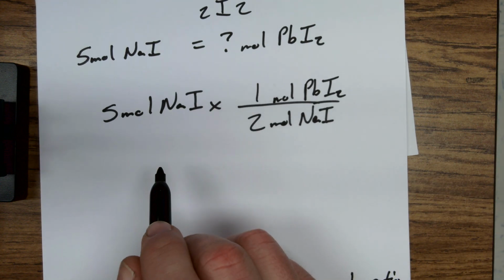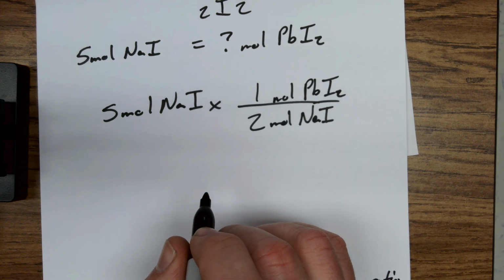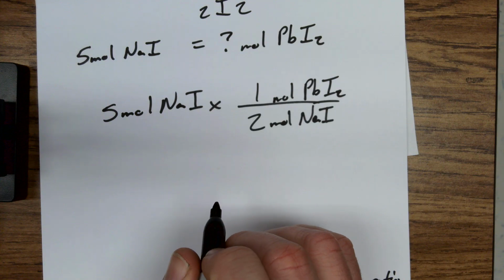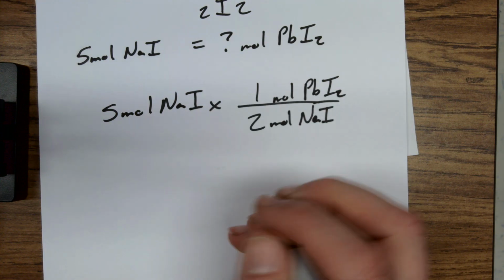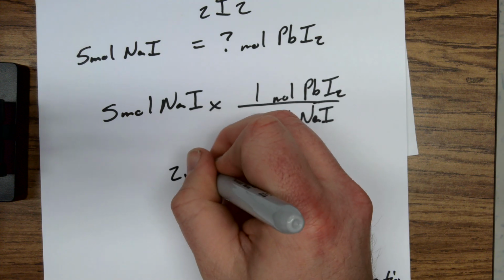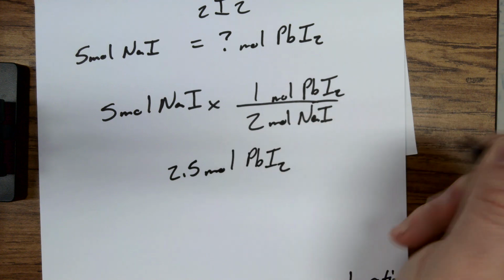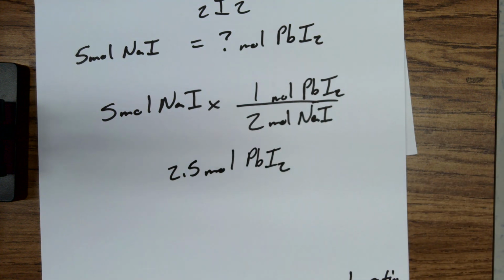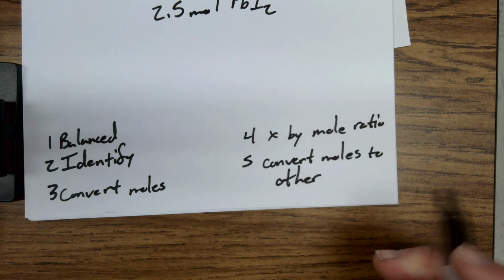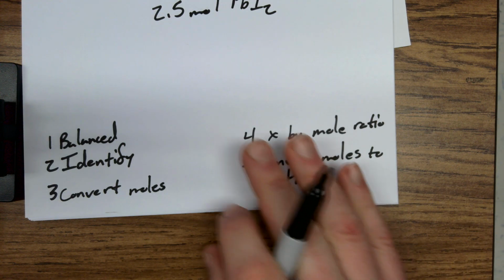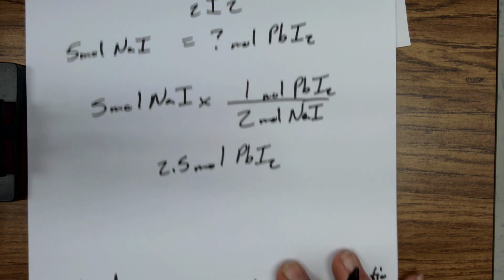5 times 1 is still 5, and I divide my 5 by 2. What's half of 5? 2.5, right? 2.5 moles lead-2 iodide. Now, do I need to do step 5? Do I need to convert my moles into something else? No. My question only asked me for moles. So that means now I'm ready to round.